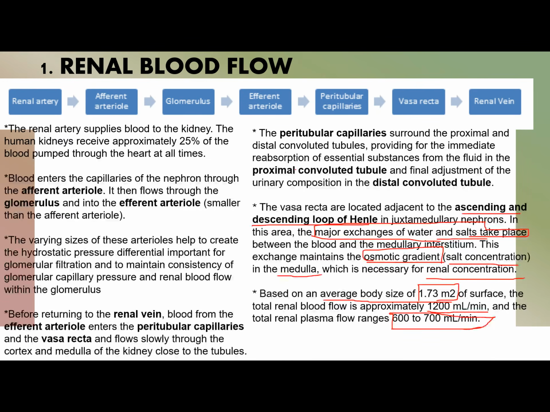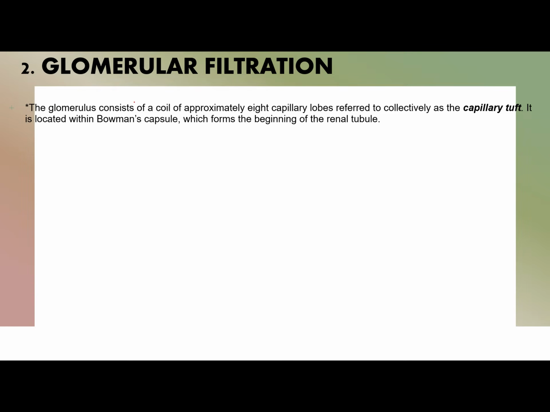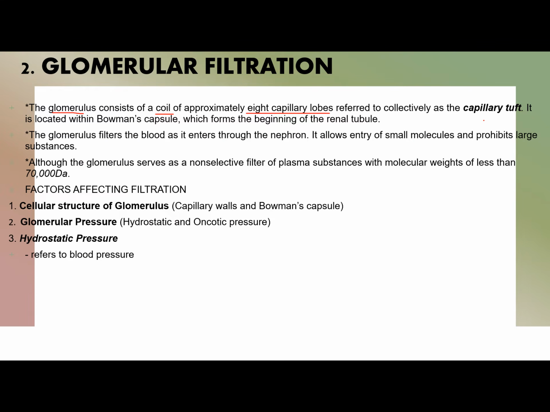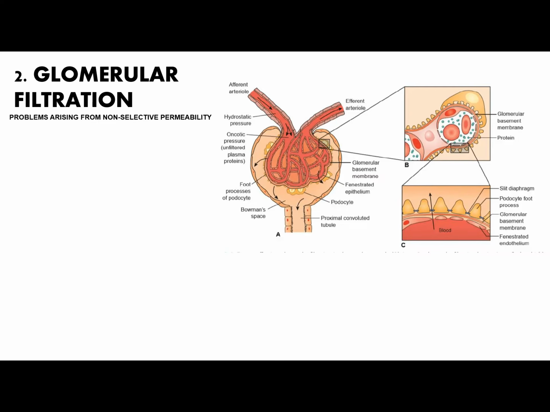Now we're done with renal blood flow. Let's now go to glomerular filtration. So this one class, there's a very important part of the kidney here, yung glomerulus. Now the glomerulus class would consist of a coil of approximately 8 capillary lobes referred to as the capillary tuft. So ito yung glomerulus nyo class.